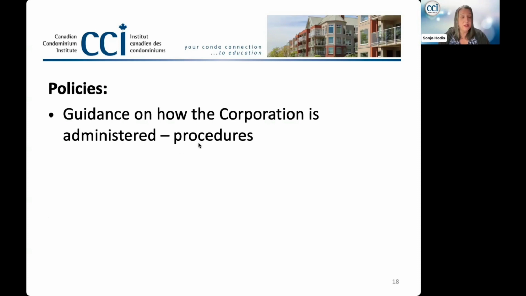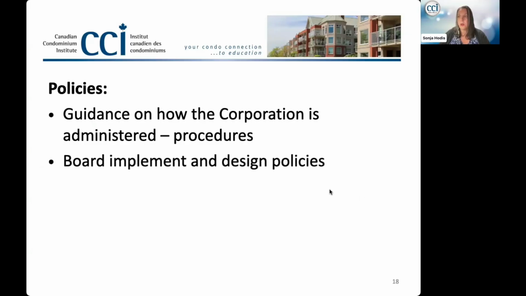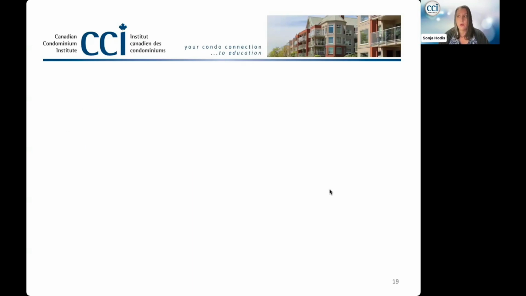But you do have different types of policies. For example, you might have a policy that deals with what happens when somebody's late with their common expenses. Set out the procedure that will be followed. Or you might have a policy in relation to harassment. So policies are there to sort of set out procedures on how people can file complaints, steps that will be taken if certain situations happen. Boards are the ones who will implement the policies and design the policies. Owners do not vote or approve the policies.